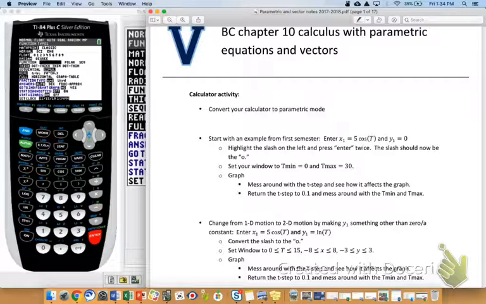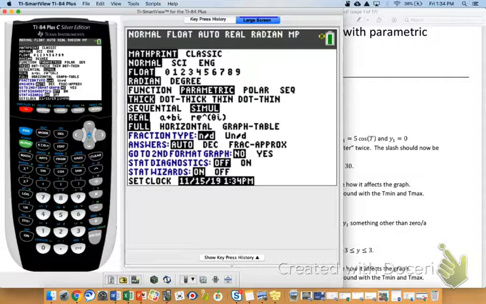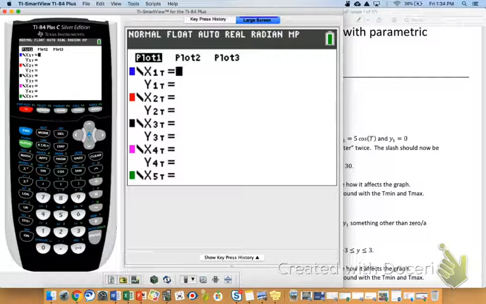So the first experiment says start with something we've done in the first semester. Go to your y equals. Go ahead and push y equals. And when you push y equals, whoa, things look pretty different, right? Instead of y1 equals, y2 equals, y3 equals, it gives you x sub 1 with a t and y sub 1 with a t. So this is a little bit different than what you're used to.